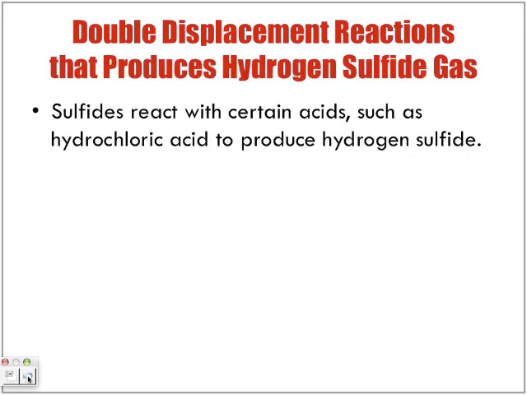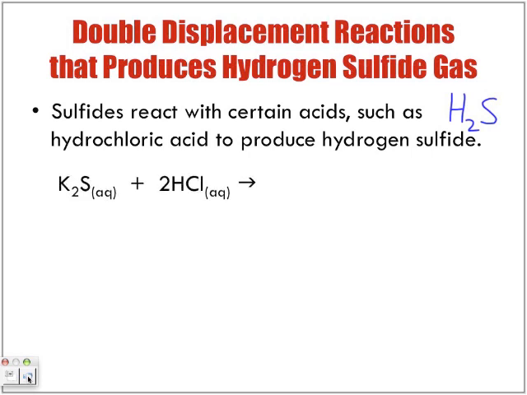Double displacement reactions that produce hydrogen sulfide gas. Sulfides react with certain acids, such as hydrochloric acid, to produce hydrogen sulfide. So we treat hydrogen sulfide, when putting together the formula, H2S. We use the same methods that we use in putting together ionic compounds, and we treat it like it's ionic, even though it's not, in terms of the crossover rule to put together the hydrogen with the sulfur.